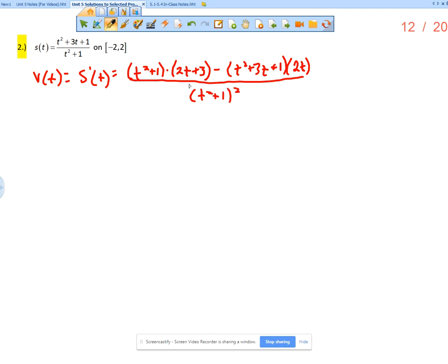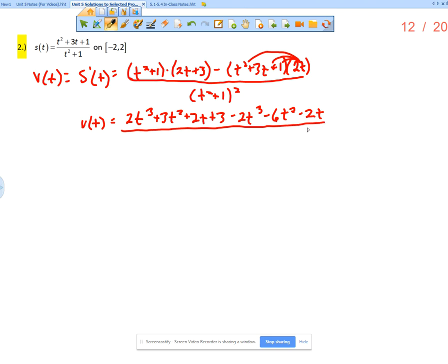Now we just want to simplify a little bit. So v of t equals, I'm going to distribute here. I get 2t times t squared, so 2t cubed. Then I get a plus 3t squared. Then I get a plus 2t, and then plus 3. Then I'm going to distribute the negative 1 this way. So I get minus 2t cubed, and then minus 6t squared, and then minus 2t. All of that divided by t squared plus 1 squared.